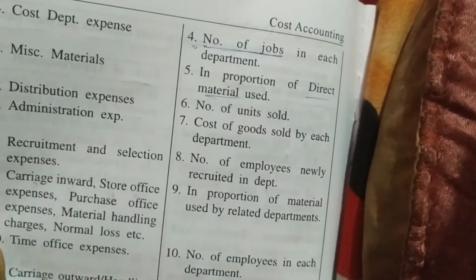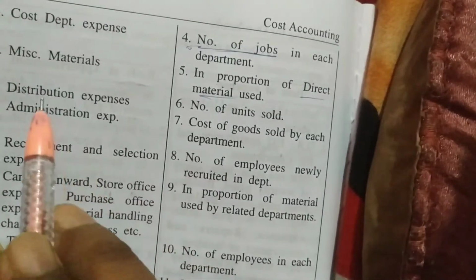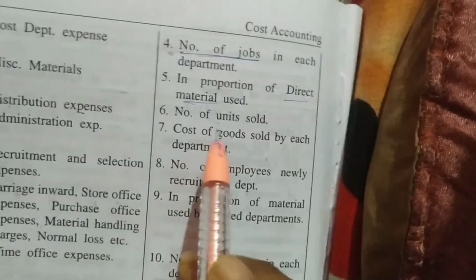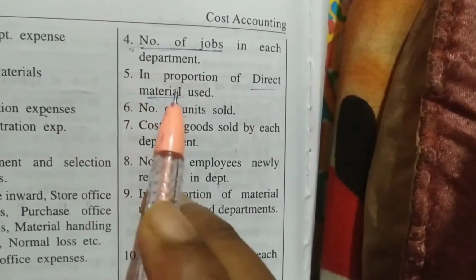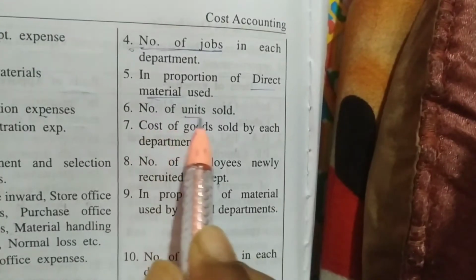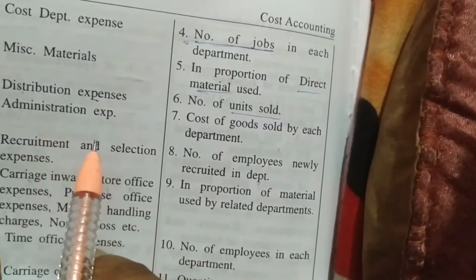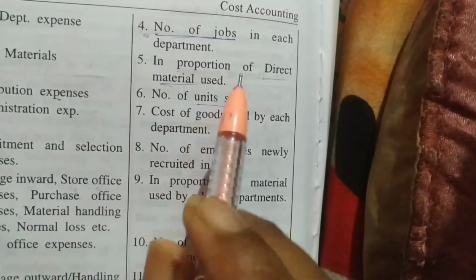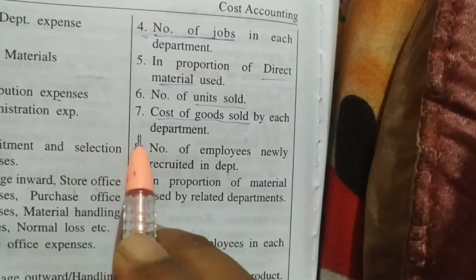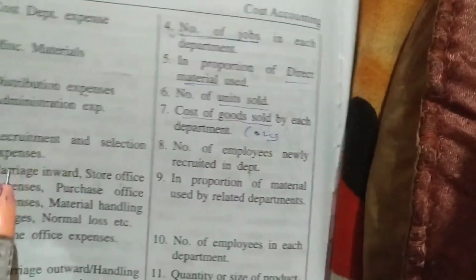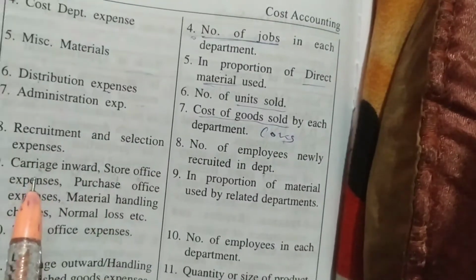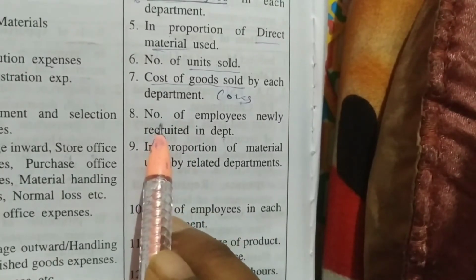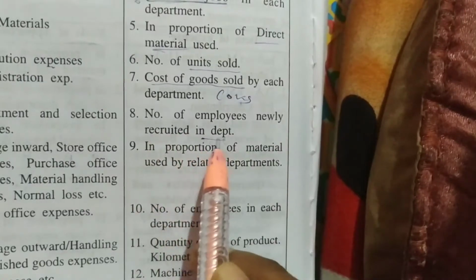See, you have to remember such bases of allocation. So for example, distribution expense will be distributed among the A, B and C departments in the ratio of units sold. Then administrative expense of a company will be distributed in the ratio of cost of goods sold, it means COGS, by each department. And then recruitment and selection expense will be distributed among the departments in the ratio of number of employees newly recruited in each department.